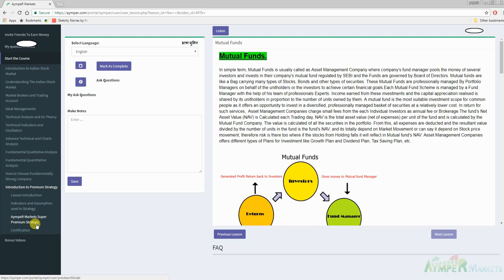And after you finish everything by marking mark as complete, over here you come to a certification. You should go to this certification only when you know that you have learned each and every concept very clearly. Once you have learned all the lessons clearly and you are very sure that you have understood everything, go to the introduction to the premium strategy, last option certification.